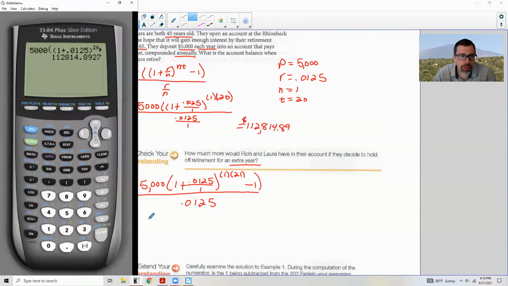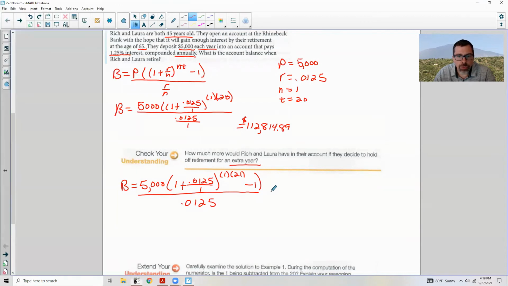Now let me show you something in the calculator that'll make this easier. If you hit second entry, it'll bring back what you just typed in, and now I can arrow back, and all I have to do is change that 0 in 20 to 21 and then hit enter, and I get 119,225.